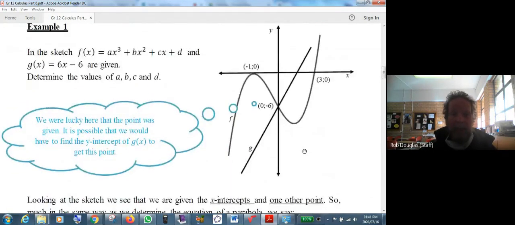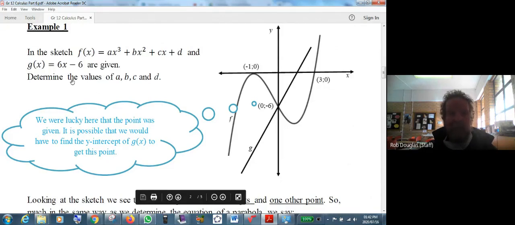Well, this was an exam question where they gave us a picture of a cubic function. And all they gave us was that f of x equals ax cubed plus bx squared plus cx plus d, four letters that we don't know, a, b, c, and d. But g of x is a line, equals 6x minus 6. That must be the line. It's a linear equation. Hey, they've given us something here.